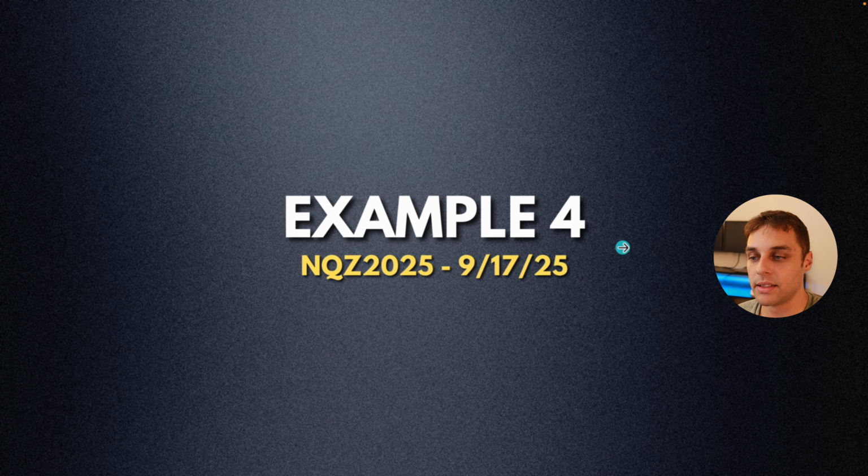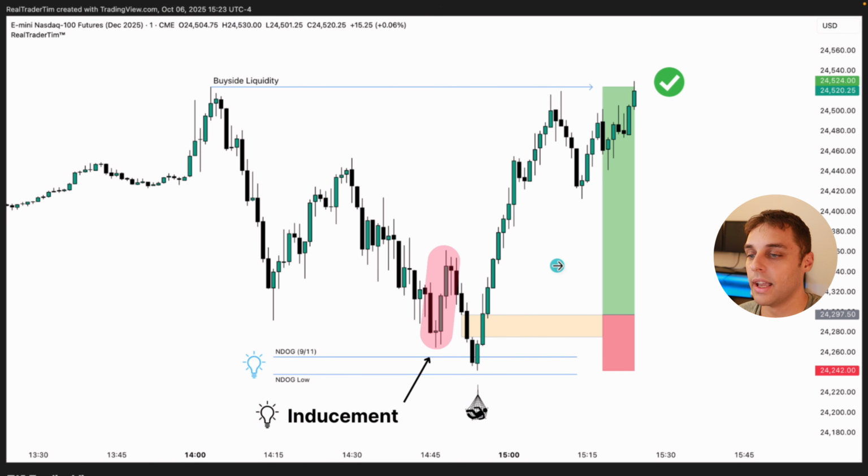Okay, so example 4, September 17th, 2025, we're still sticking with NQZ 2025. And as you see here, we're using the new day opening gap in this scenario. Okay, so this here, let's break this down again. You see the time axis at the bottom of the chart. We're actually in the PM session, and you're seeing price go lower. You see a retracement, price goes lower again.